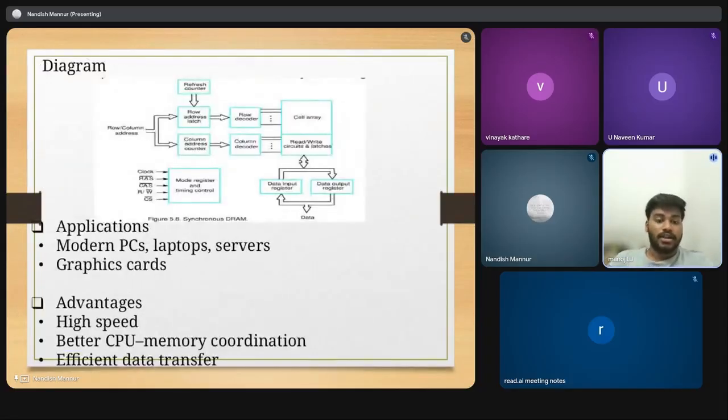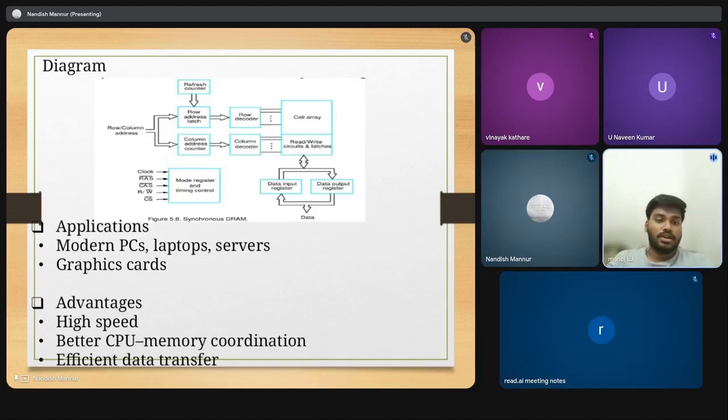And coming to the next slide, the diagram. It is the internal block diagram, and it includes row and column address latches, which select the memory location. The row and column decoders help in accessing the correct memory cell, and the cell array stores the actual data. And the read and write circuits handle data operations, and input and output registers manage data transfer. All these components work together and are controlled by the system clock.